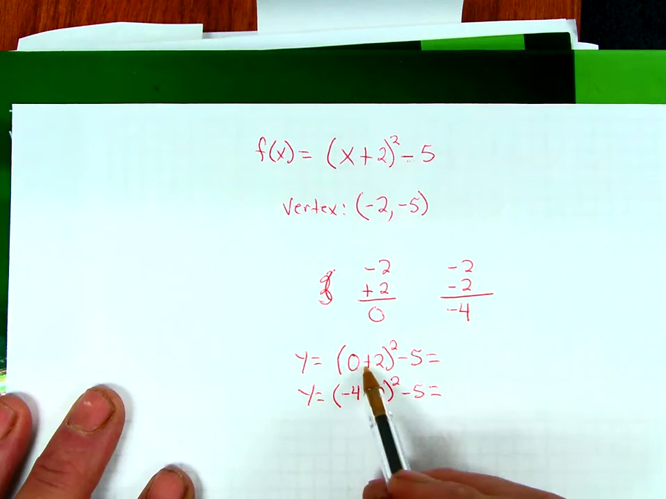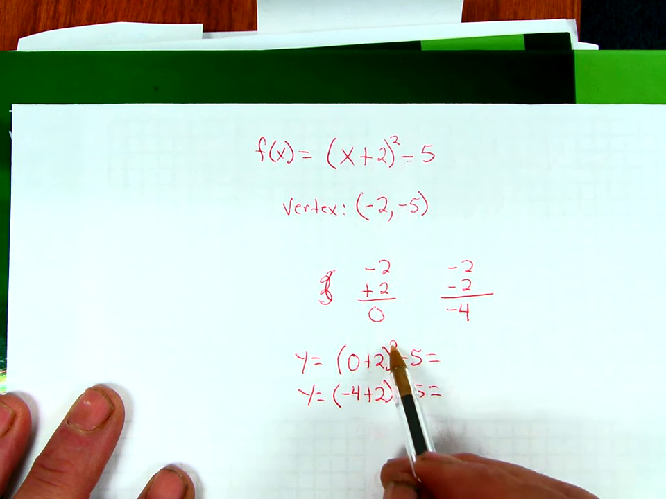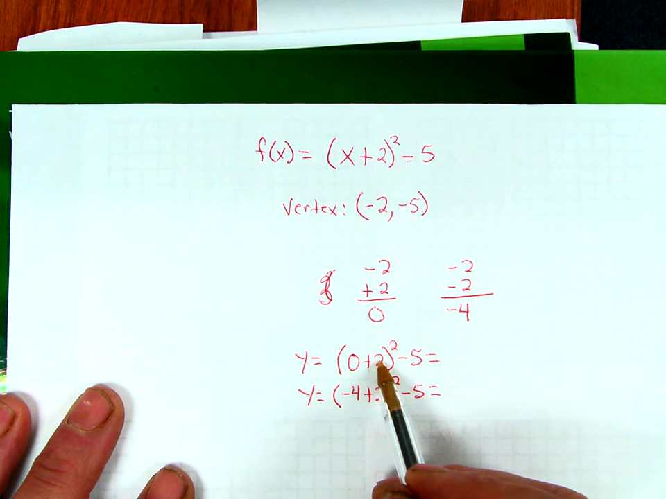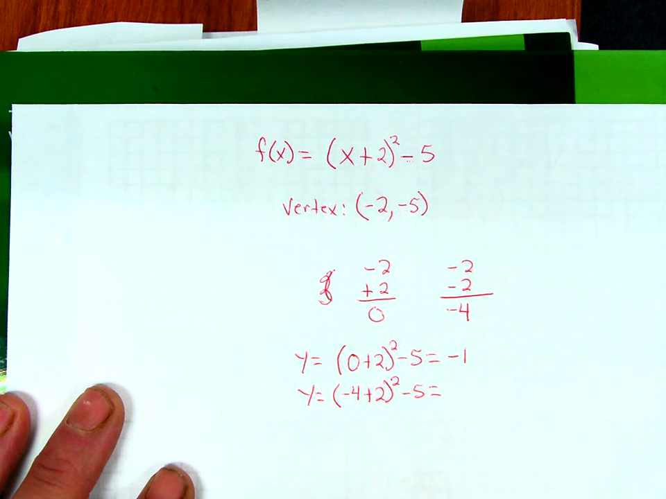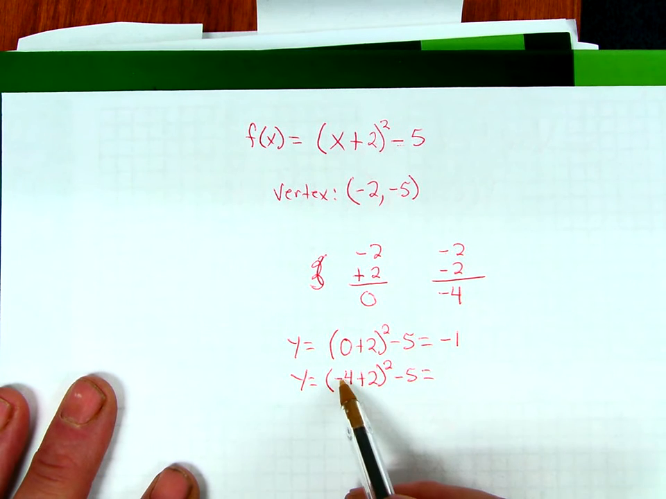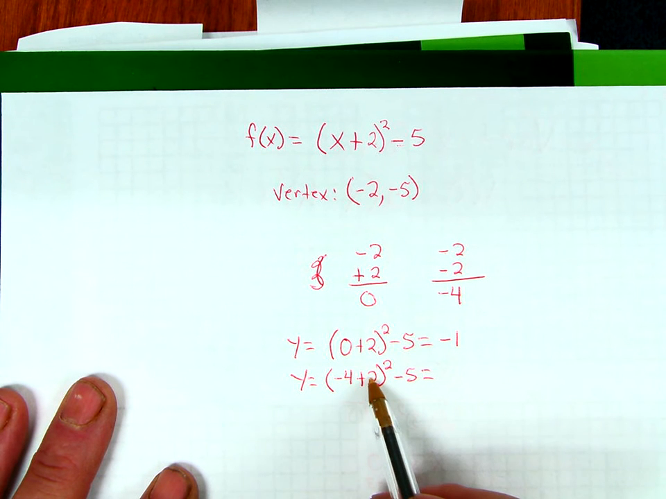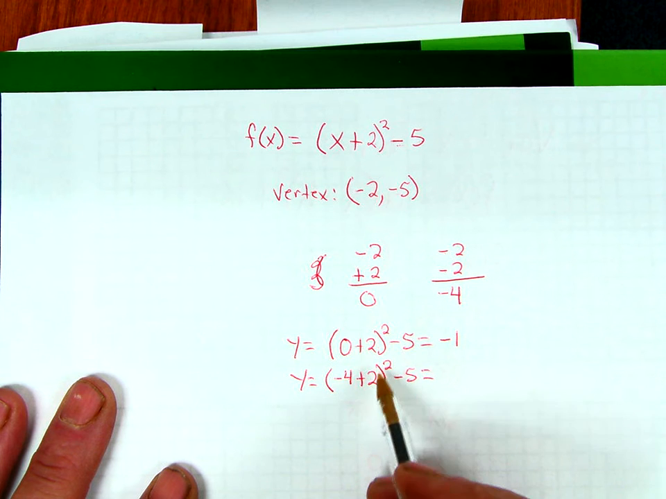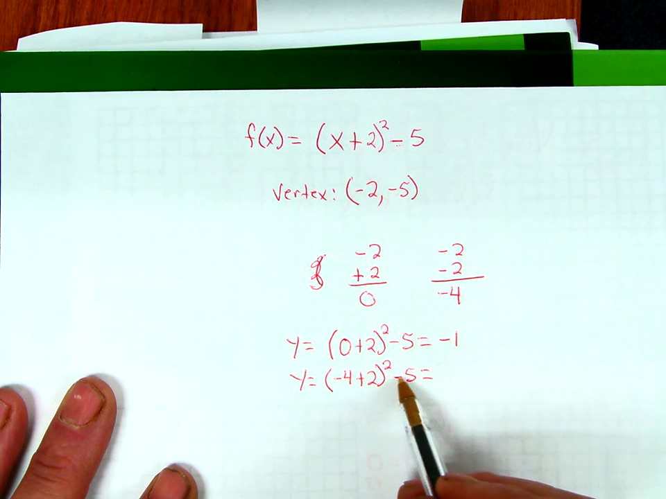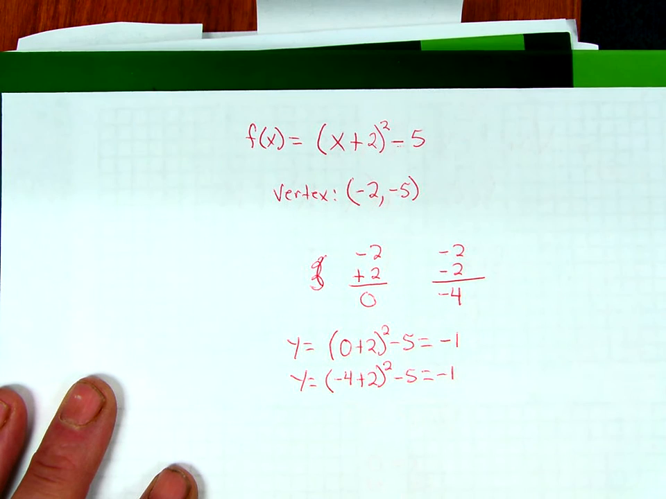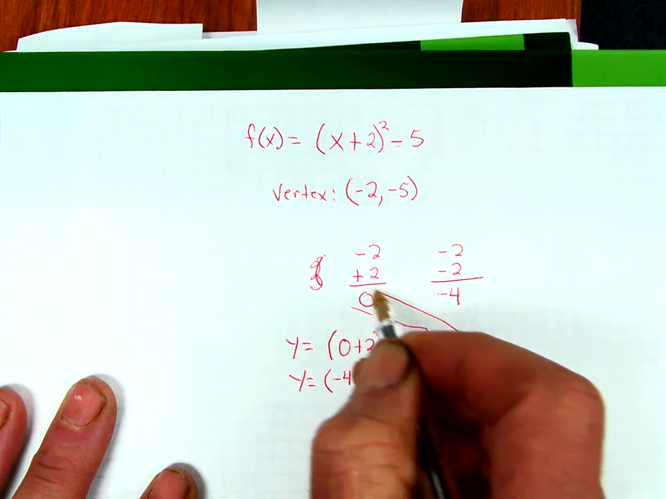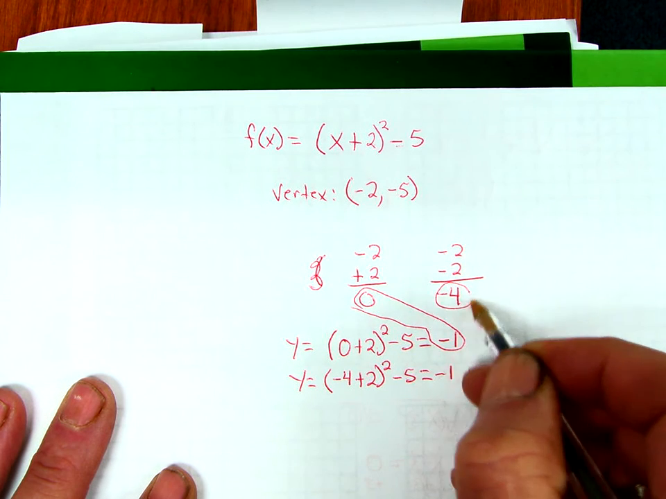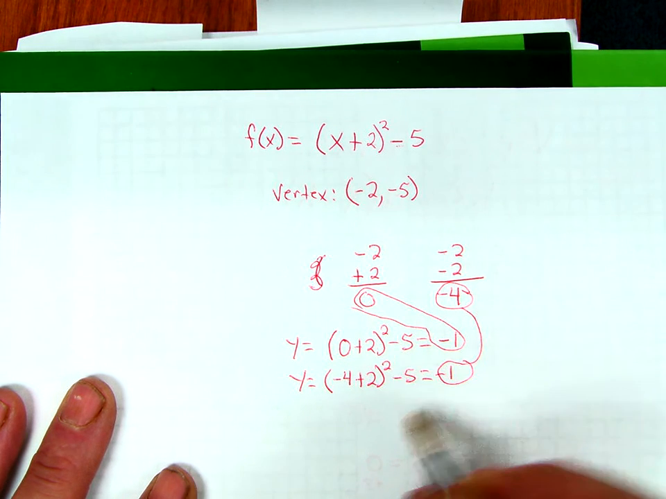So 0 plus 2 is 2. 2 squared is 4. 4 minus 5 is negative 1. Negative 4 plus 2 is negative 2. Negative 2 squared is 4. And 4 minus 5 is negative 1. So here's my two new points. 0, negative 1. Negative 4, negative 1.